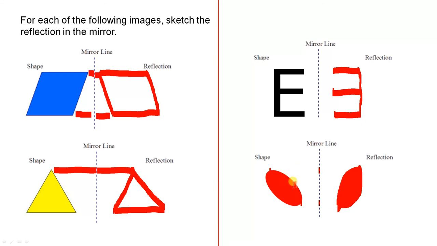So the important thing to remember is it's all about distance. Whatever point you pick on the original shape, as you go across, the distance is the same in the reflection.